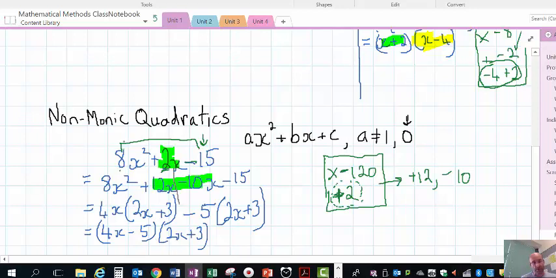And basically we can check our answer. 4x times 2x is 8x squared. 4x times 3 is 12x, minus 10x, which is 2x. Negative 5 times 3 is negative 15, and that works. So there are 3 types of factorisation you must be able to do.